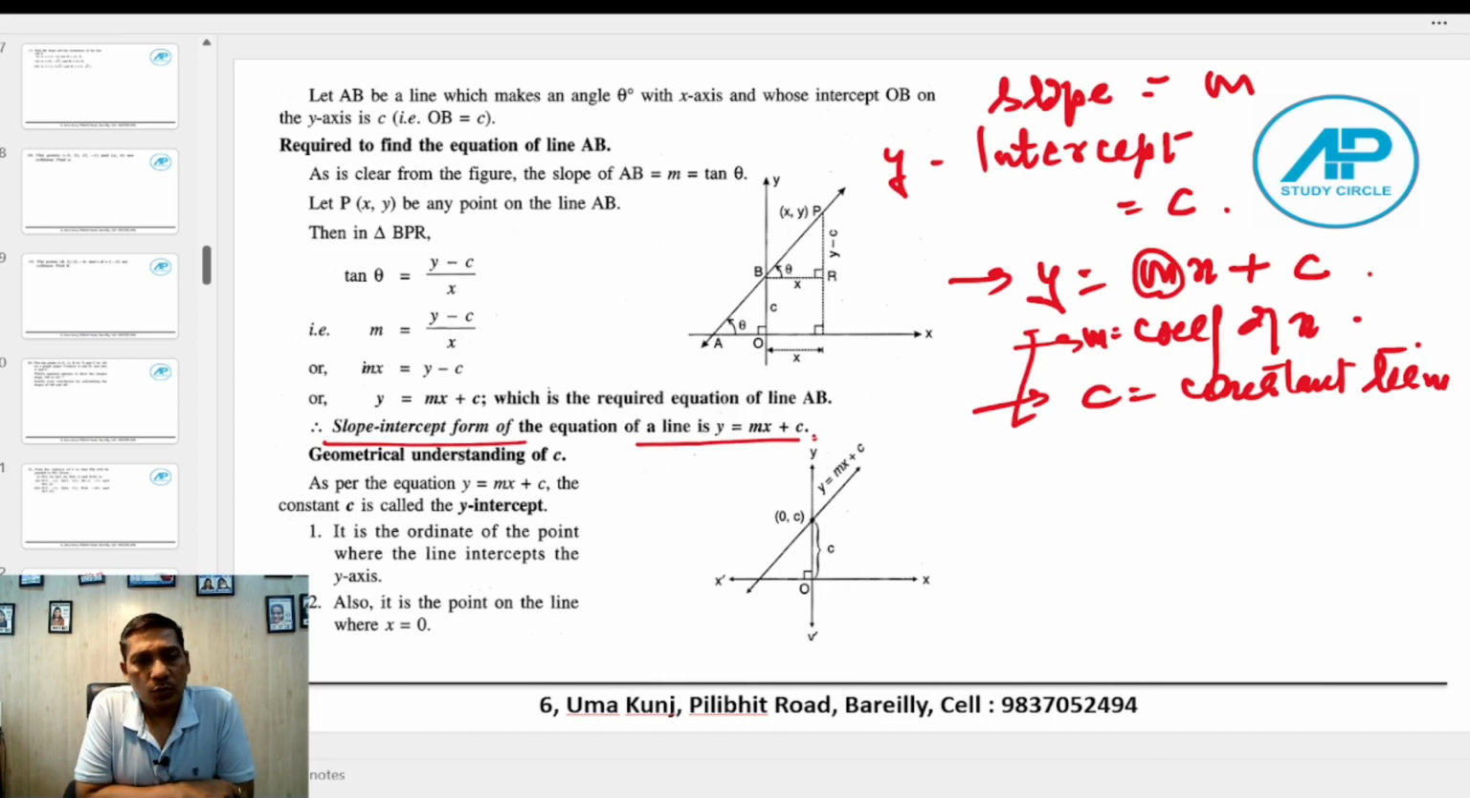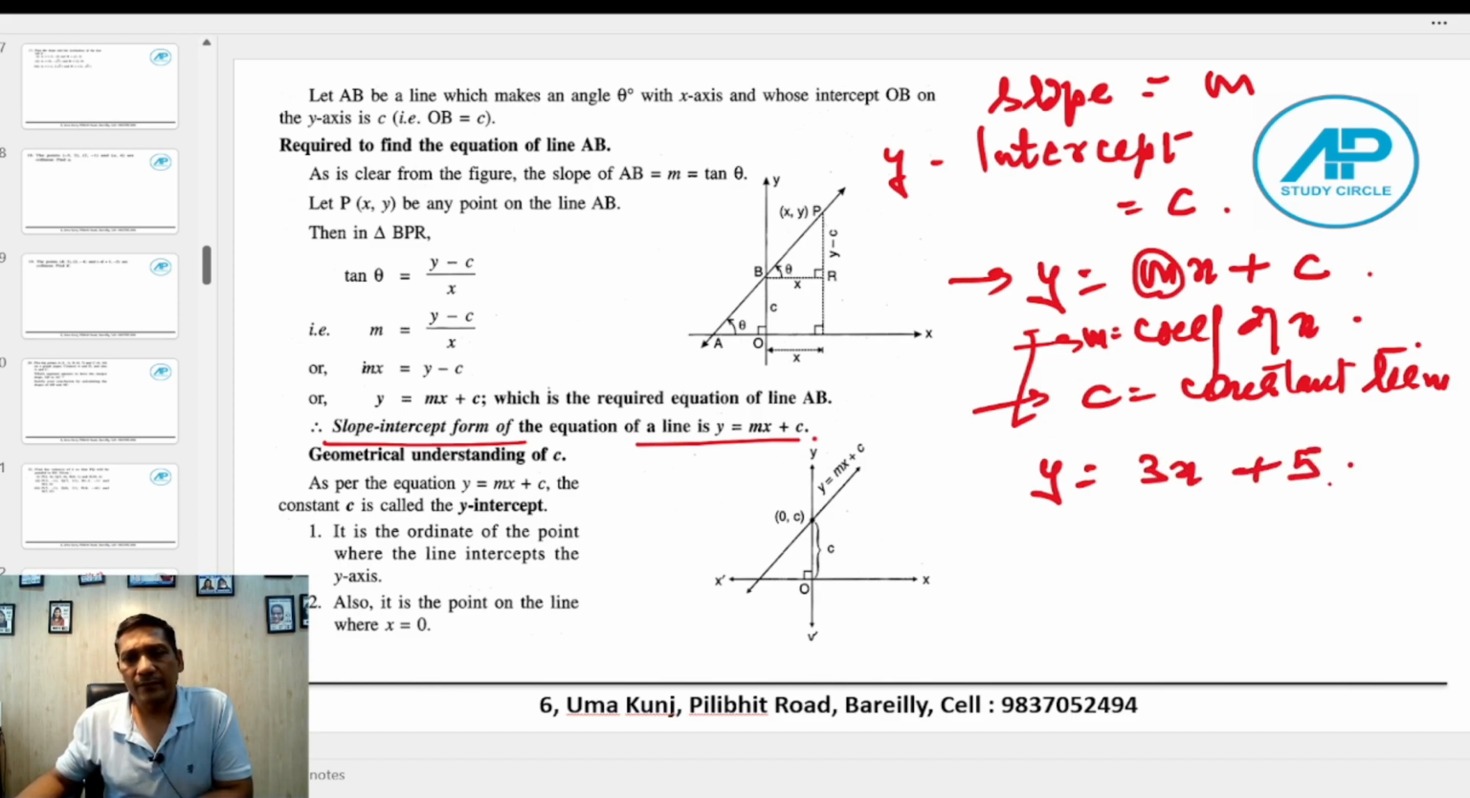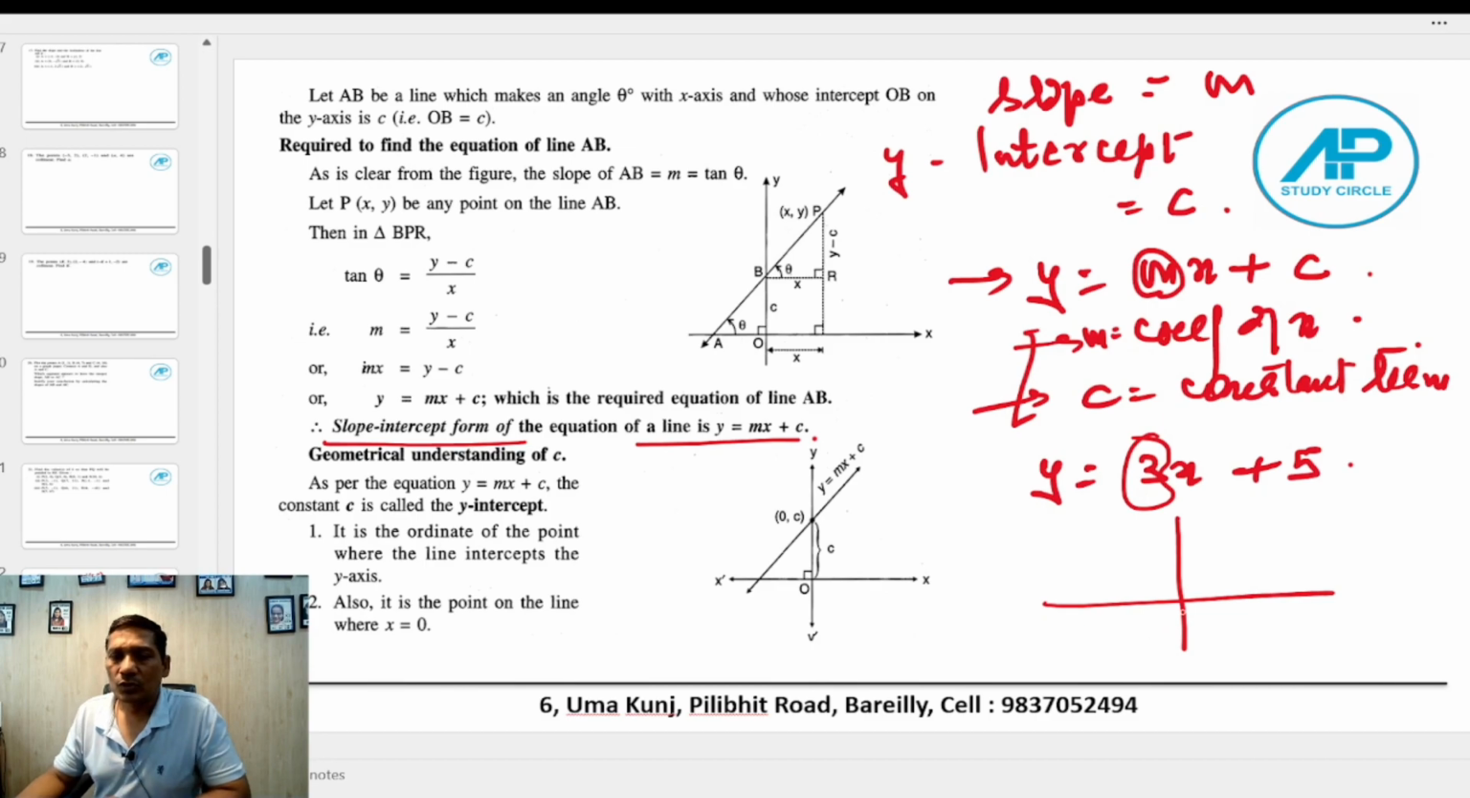Slope-intercept form, y equal to mx plus c. Please understand this point carefully. Whenever I have an equation, say y equals 3x plus 5, the slope is positive. Those lines which make acute angles with the x-axis in the anti-clockwise direction generally have positive slope, and the y-intercept is 5.